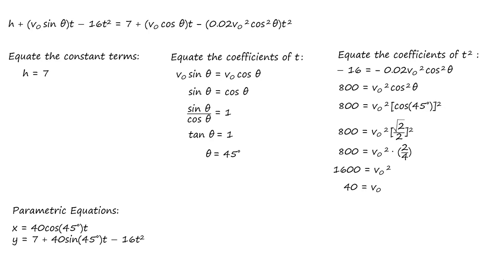Use the values of h, θ, and v₀ to write the parametric equations. x = 40 cos(45°)t. y = 7 + 40 sin(45°)t - 16t². Also recall the rectangular equation. y = 7 + x - 2/100 x².